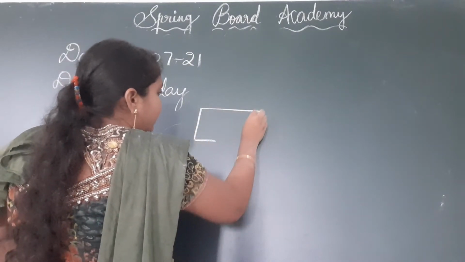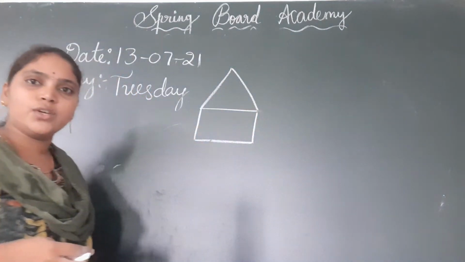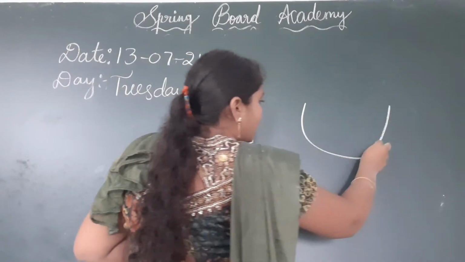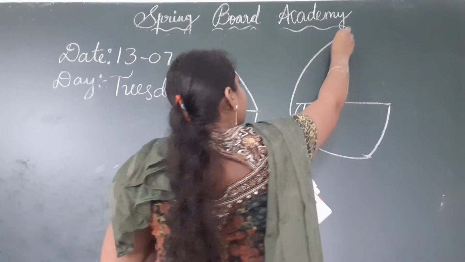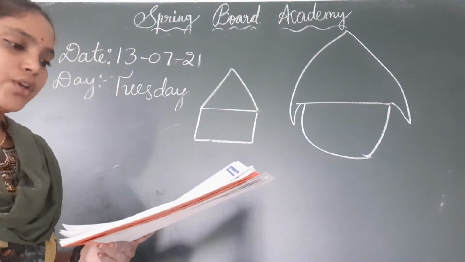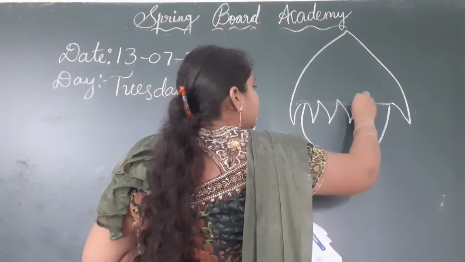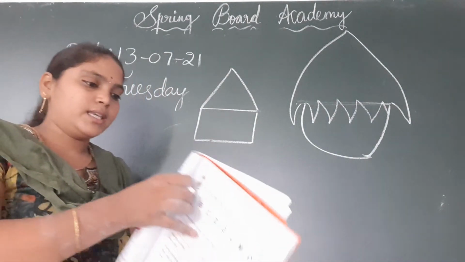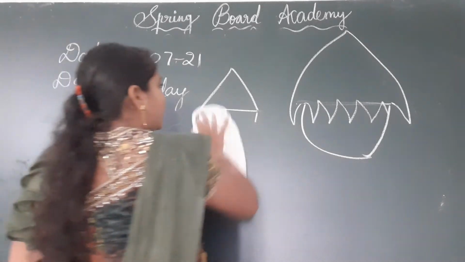Okay, so we draw the house like this, children. Am I correct? For drawing a house we use all straight lines. But for drawing a hut, what lines do we use, children? We use curved lines. Okay, we use curved lines. So now in this class we are going to learn about straight lines and curved lines, children.